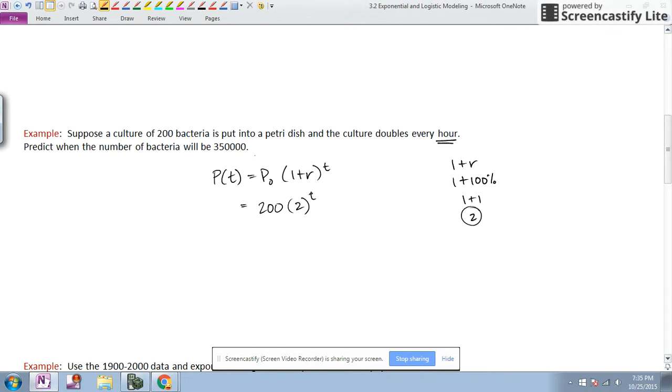So you could put T here, but just realize T is now in hours. So I would want to make sure people know that. So I would tell them it is in hours. So there's my equation, right? That's my equation for this bacteria and what's going on with it.